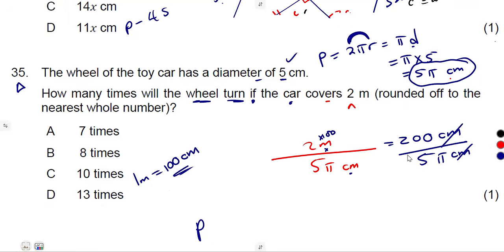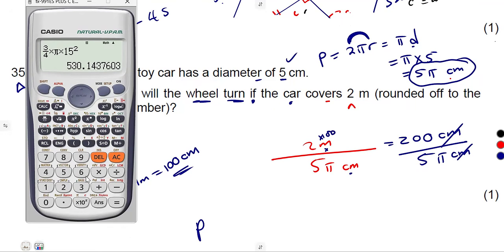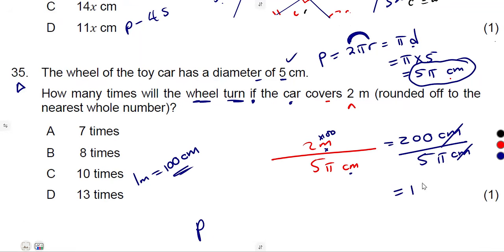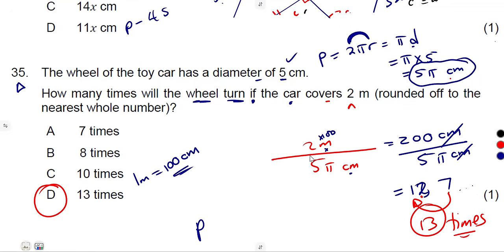This can cancel. So 200 divided by 5 pi is what? 200 over 5 pi is 12.7 something, and so on. So to the nearest whole number, 7 is more than 5, so it can change this 12 into 13. Thus we've got 13 times, which is on what? On D.